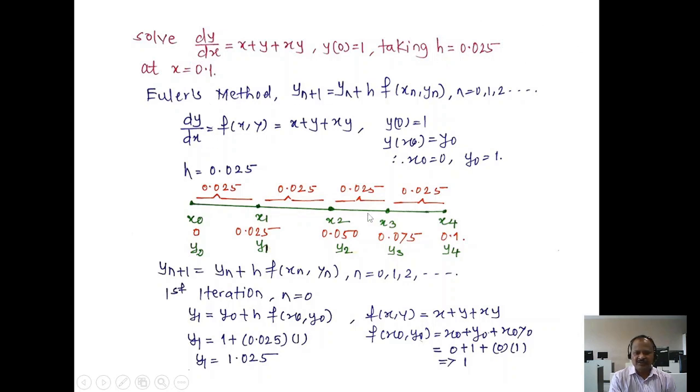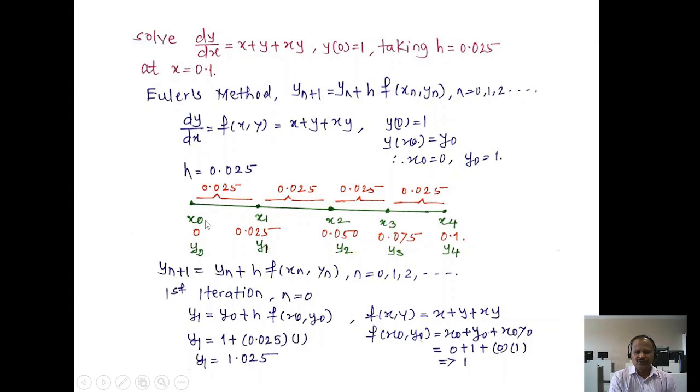First I can draw one line. On this line I can take x0, x1, x2, x3 and x4. h is the interval between x1 and x0. This is h, it is 0.025. Again between x2 and x1 it is h, 0.025. Between x3 and x2 it is 0.025, and between x4 and x3 it is again 0.025.